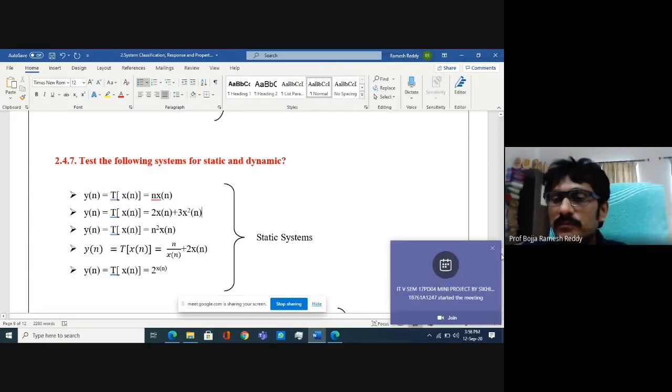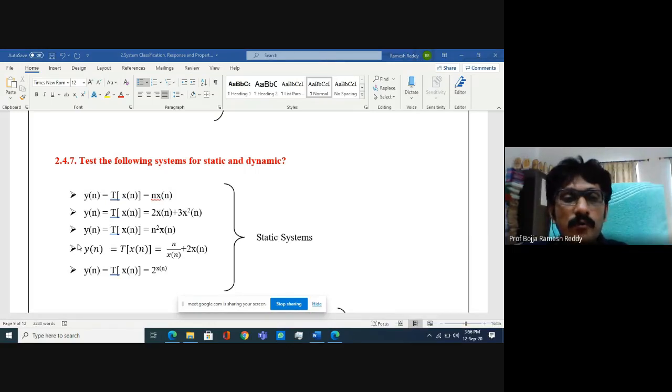Next, y of n is equal to n square x of n. Again, the present output depends on only the present input. That's why it is also static. Again, the present output depends only on the present input, n. Okay, it is also static.